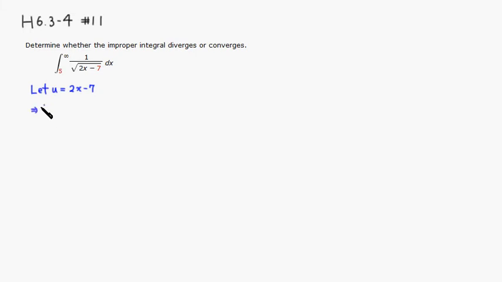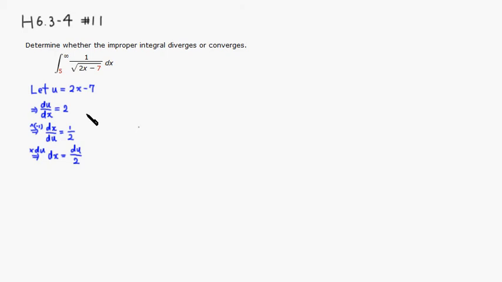Take the derivative of u with respect to x, which gives you just 2. And then take the reciprocal of both sides to get dx over du is equal to 1/2. Then we can just multiply both sides by du to isolate dx. So dx is going to be du over 2.